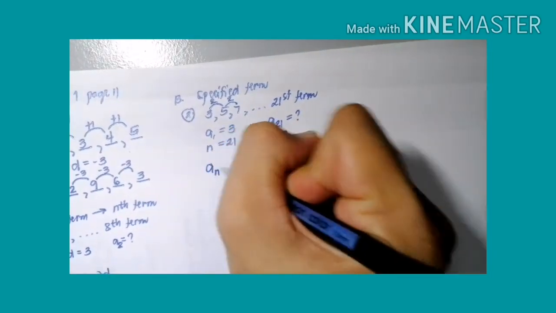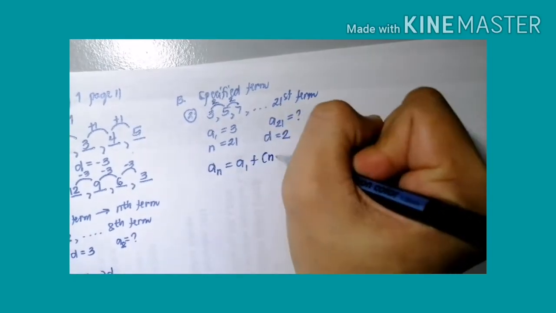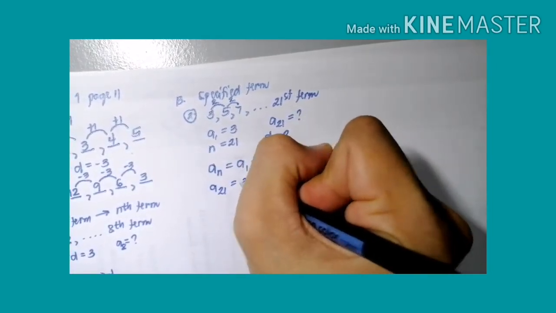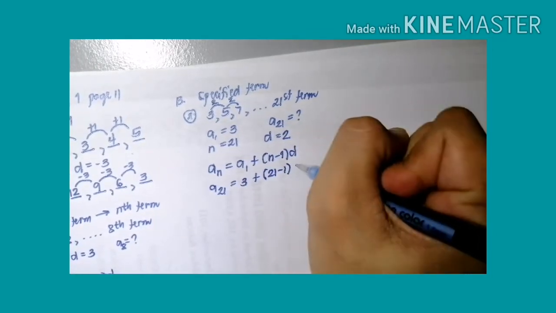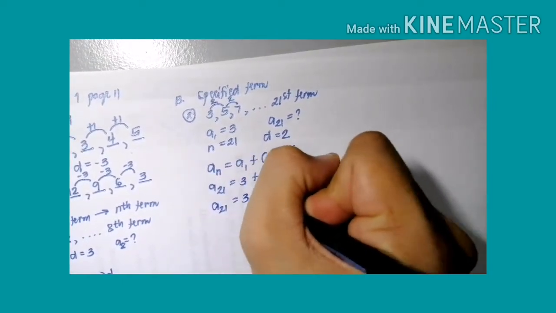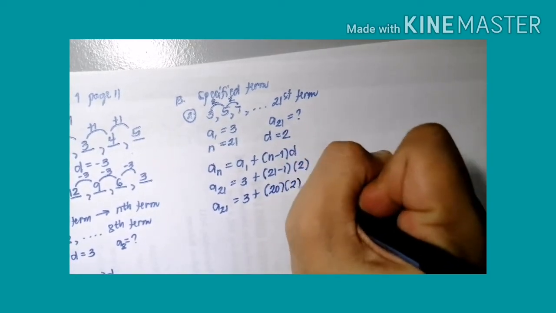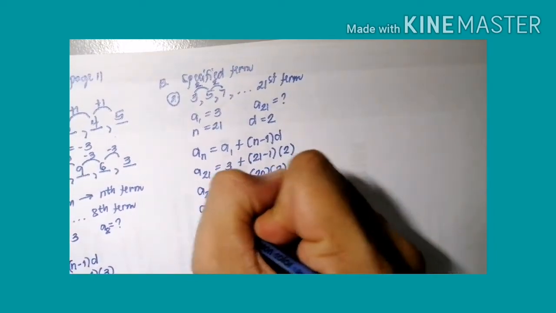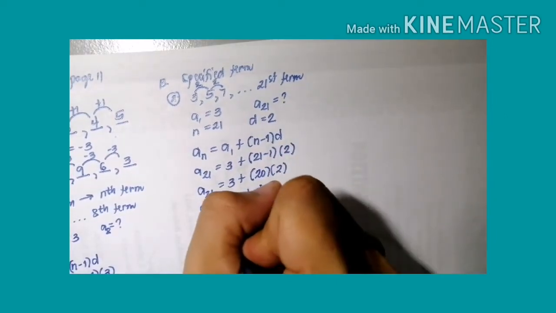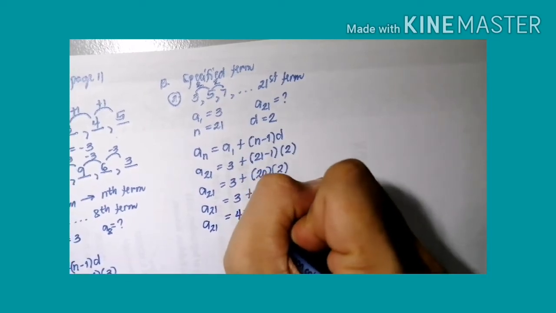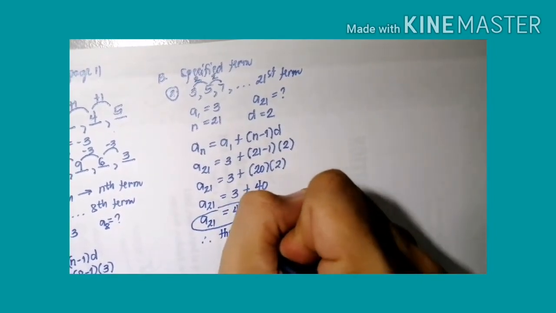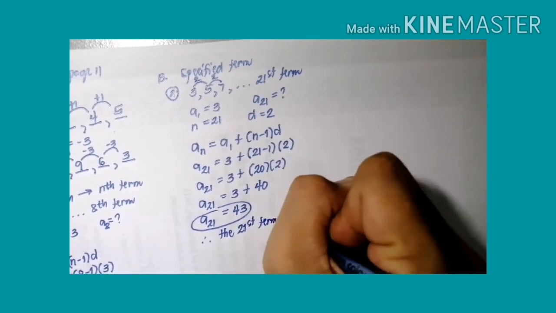Now using the formula, a sub n is equal to a sub 1 plus n minus 1 times d, we have a sub 21 is equal to 3 plus 21 minus 1 times 2. So a sub 21 is equal to 3 plus 21 minus 1 is 20 times 2. Using the MDAS rule, we have a sub 21 is equal to 3 plus 20 times 2 is 40. 3 plus 40 is equal to 43. So therefore, the 21st term is 43.